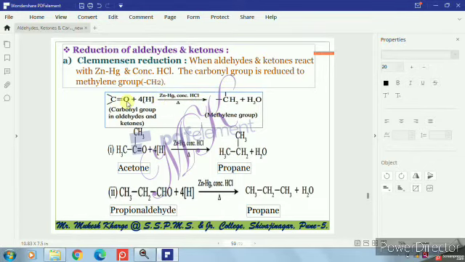But if you have to convert CO to CH2, then you have to use Clemmensen reduction. Reducing agent is ZnHg concentrated HCl. So for example, acetone reacts with ZnHg in presence of HCl. This reagent generates the nascent hydrogen, and that reduces this CO to CH2 plus loss of water. So acetone gives propane, and if we take propanaldehyde as aldehyde, then this CH gets converted to CH3 plus loss of water. So we get propane as a product.